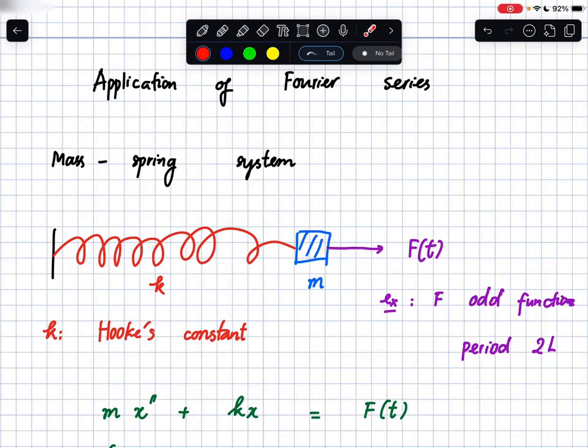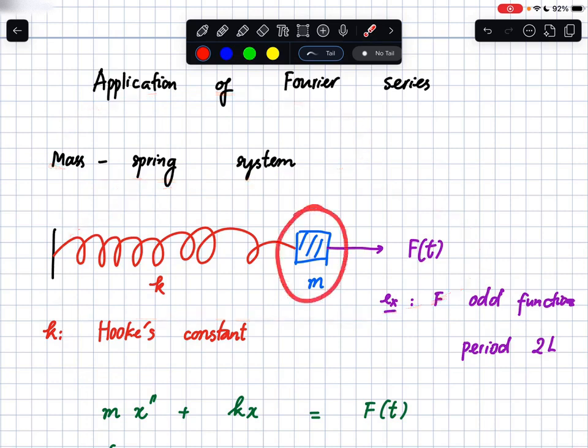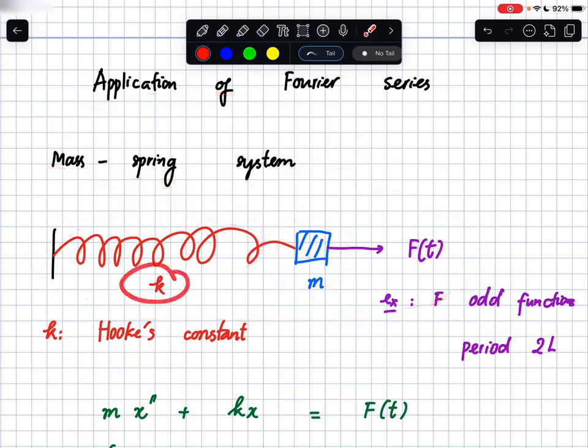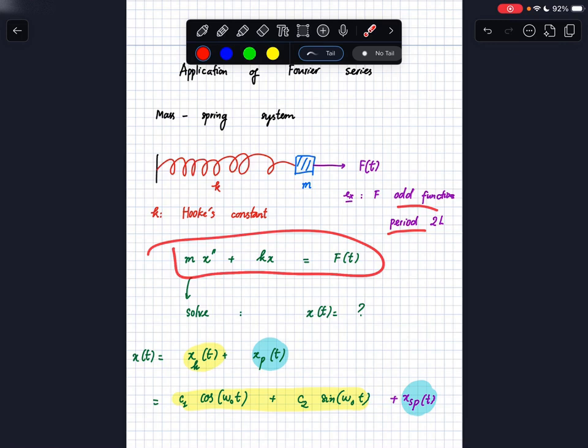We are working with a mass-spring system. So we have this system, mass m, spring with constant k, and the external force F. F is, in this example, an odd function with period 2L. And we solve for x(t).